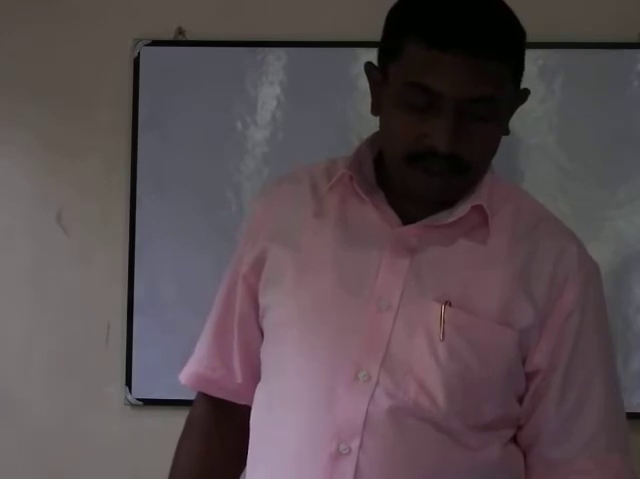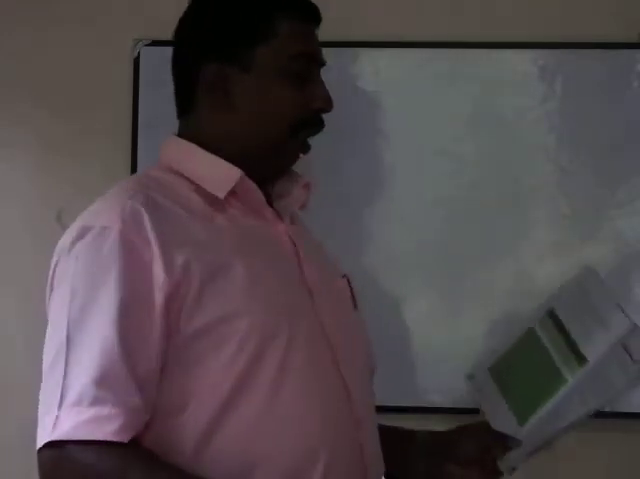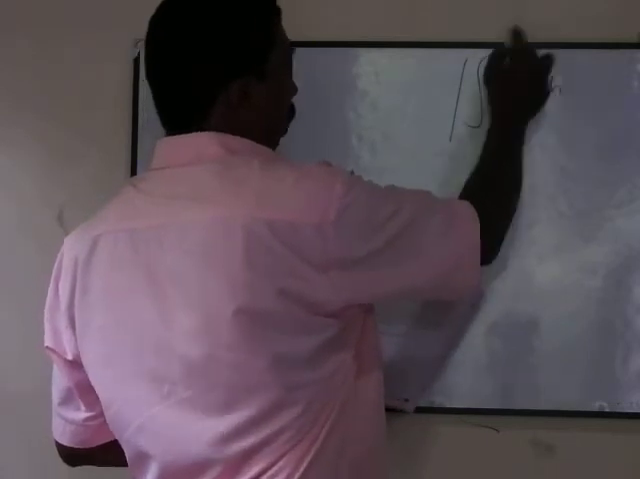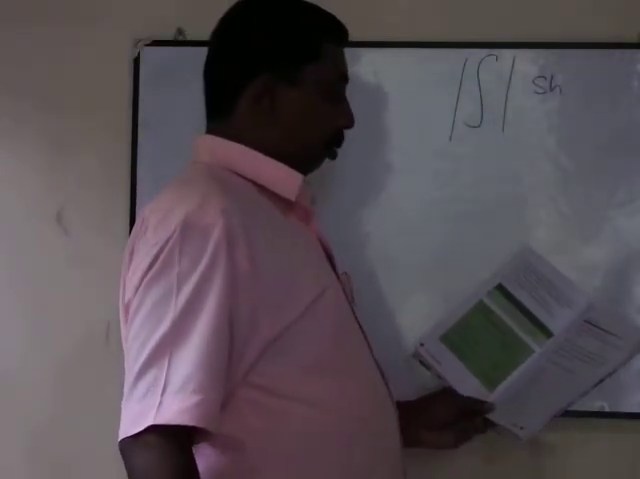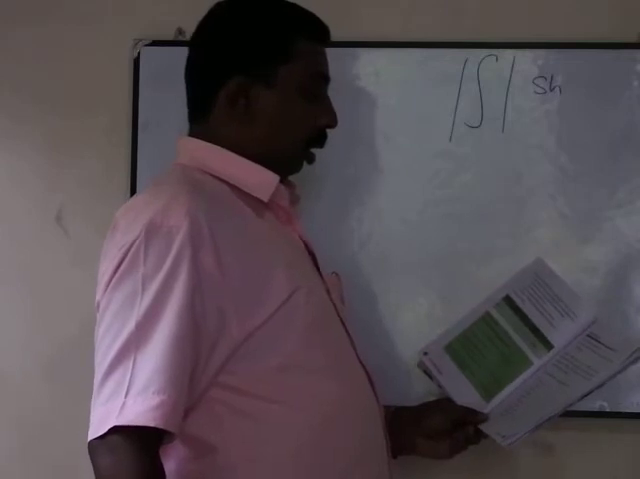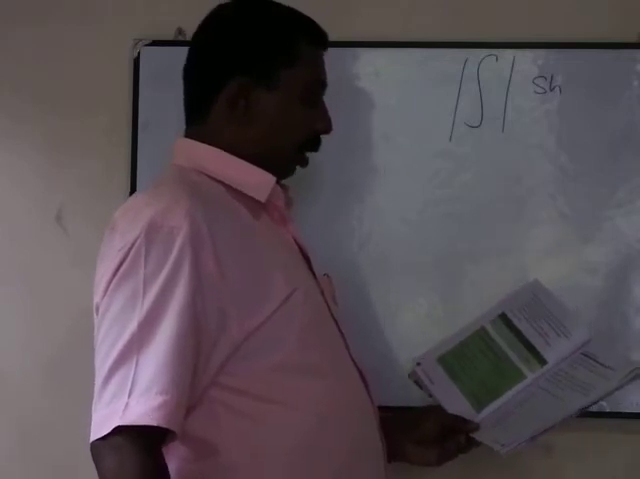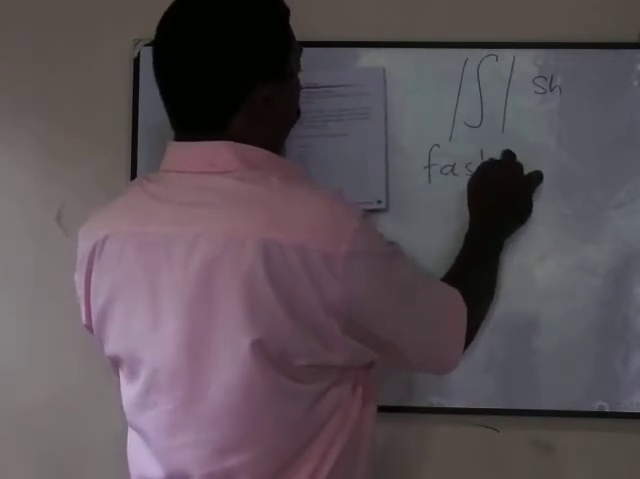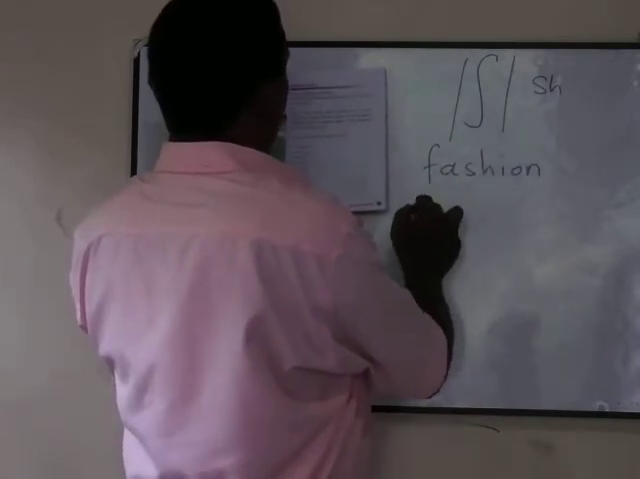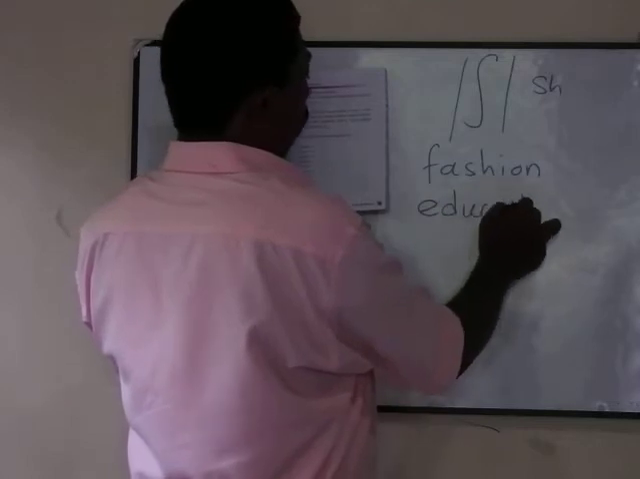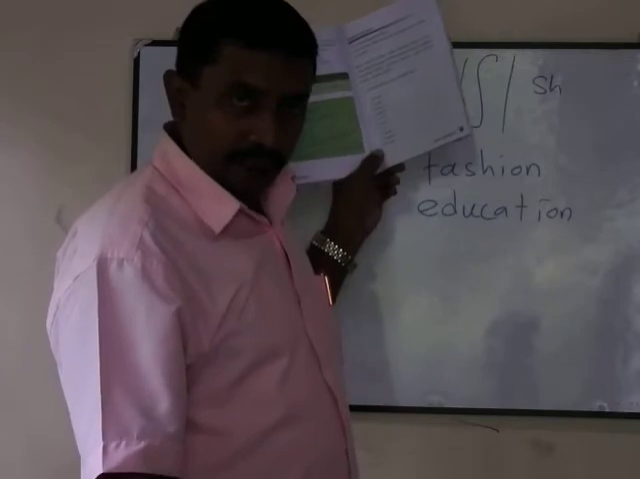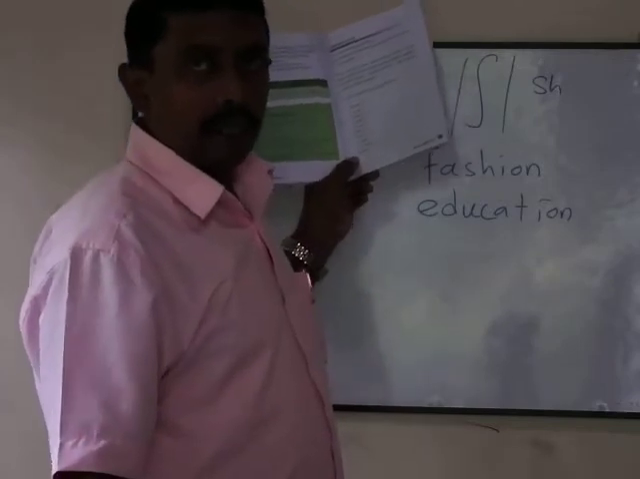Find the combination which produces the sound. This word is a sound. Follow the example. Read the following words like fashion. What is this word? Fashion. This word, education. Education. Pronounce it. Education.